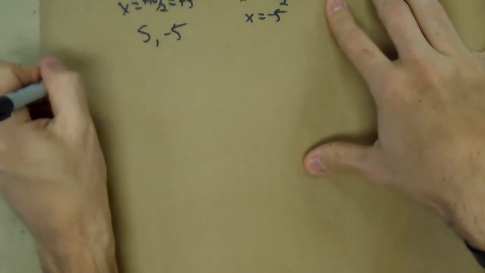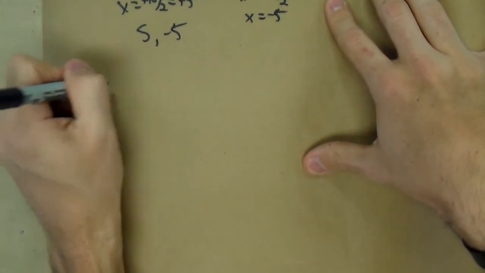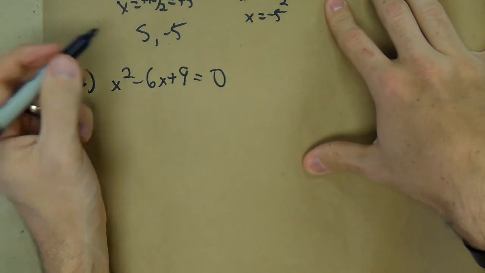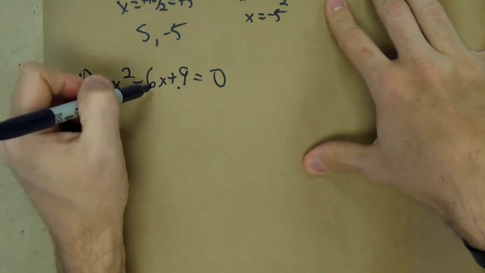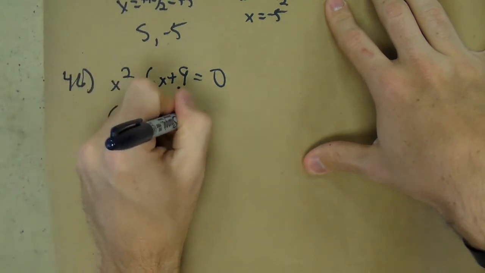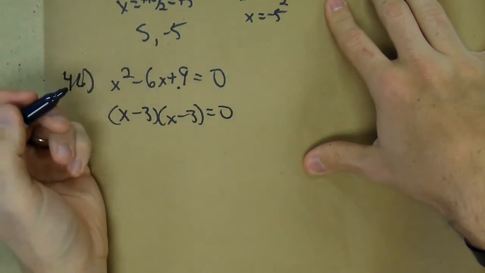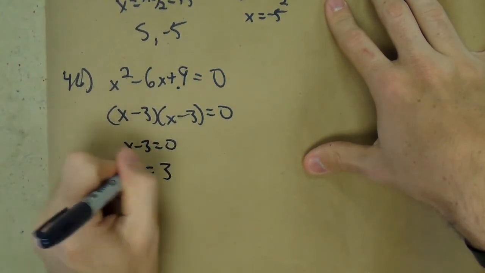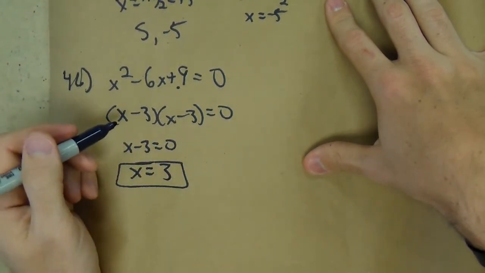For number 46, I got x squared minus 6x plus 9 equals 0. Multiply to 9, adds to 6. It sounds like I can use 3 and 3. But since they're actually the same, it's really just going to be one solution. I say x minus 3 equals 0, and I get x equals 3. Factored it down, it's one solution.